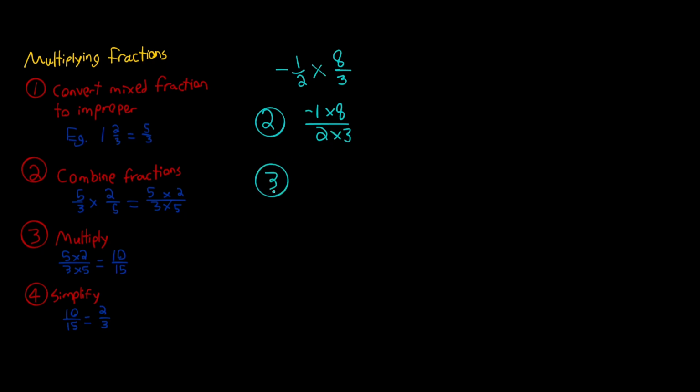Now to actually multiply the numbers together, -1 times 8 is going to be -8, and 2 times 3 is going to be 6. So finally, I want to simplify this, right? Which is going to mean 8 and 6 can both be divided by 2. So I get -4/3 as the final answer here.